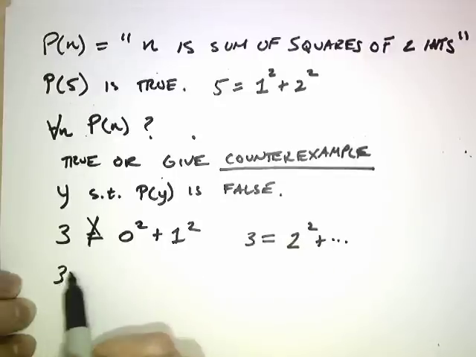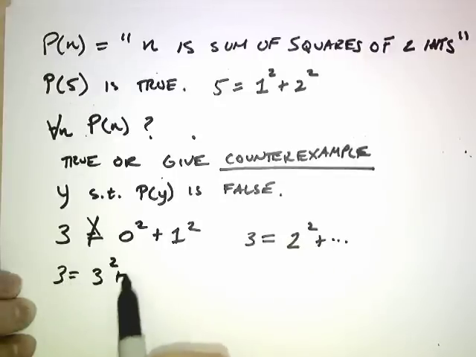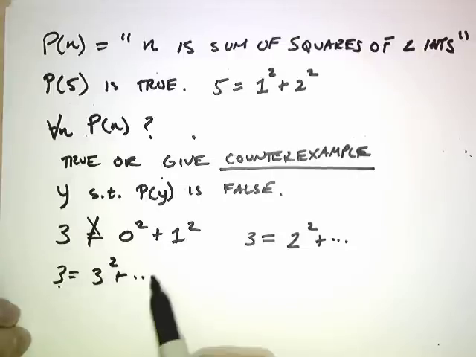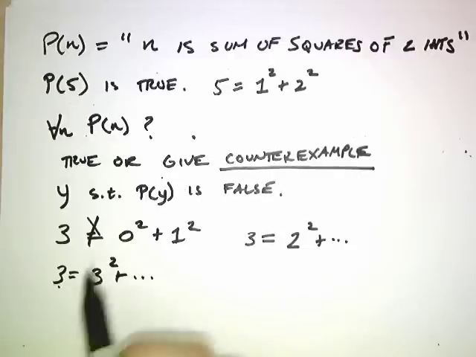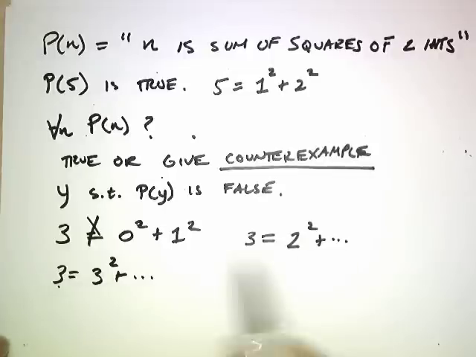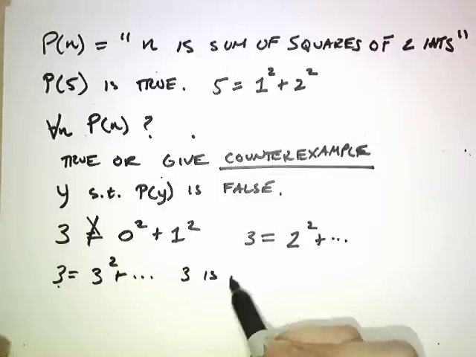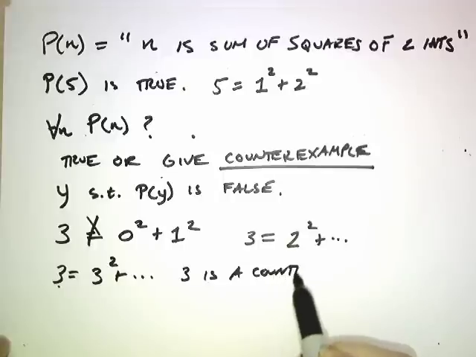Can we say 3 is equal to 3 squared plus something? Well, obviously not. I mean, 3 squared is bigger than 3. And so on and so forth. It's clear that 3 cannot be written as the sum of two squares, because as soon as we use a value that's greater than or equal to 2, it's going to be much larger than the value 3. Okay, so 3 is a counterexample.